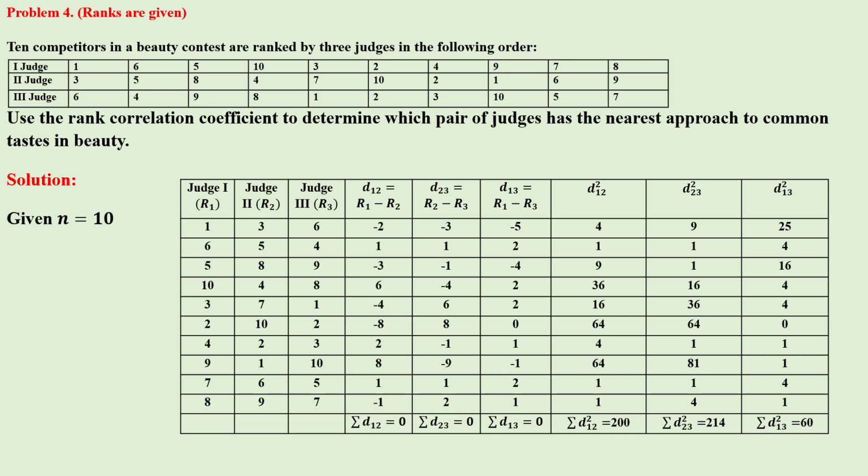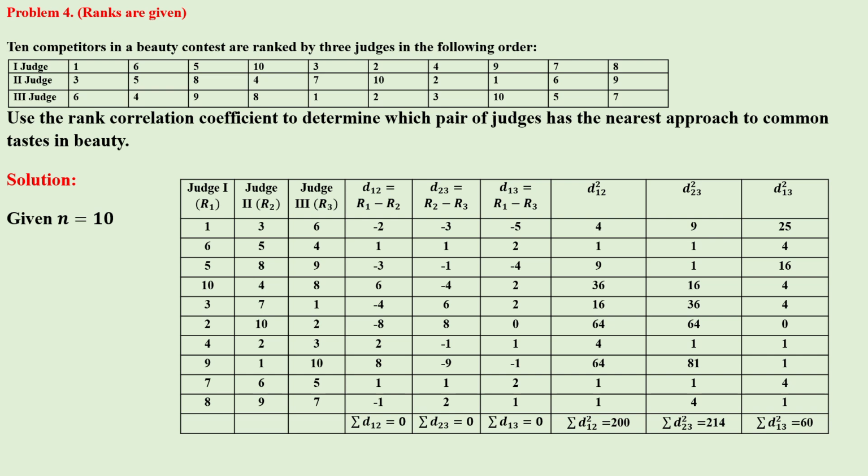Next you are squaring the sixth column, that is the D13 column. So D13 square, minus 5 square 25, 2 square 4, minus 4 square 16, 2 square 4, etc. Adding all the numbers in the last column, you will get sigma D13 square, that is equal to 60.